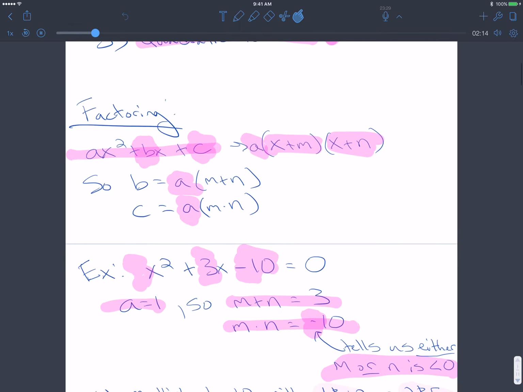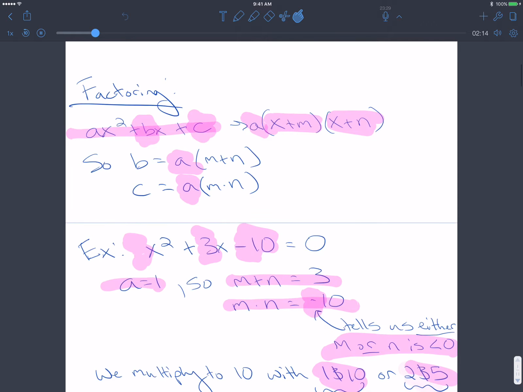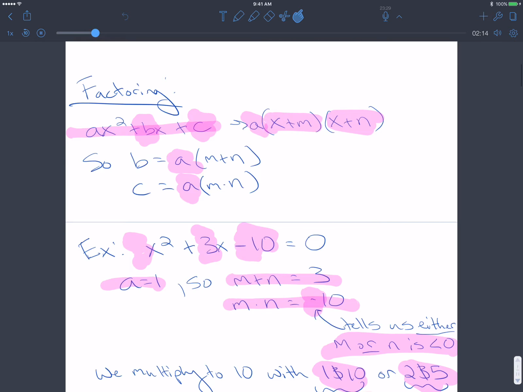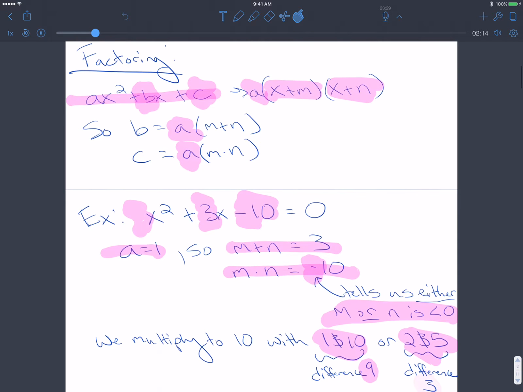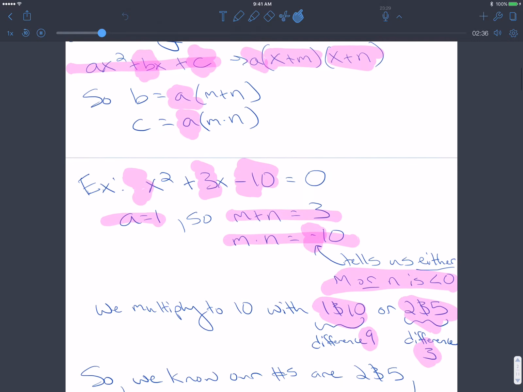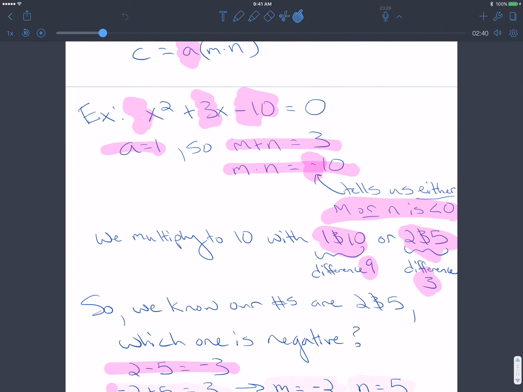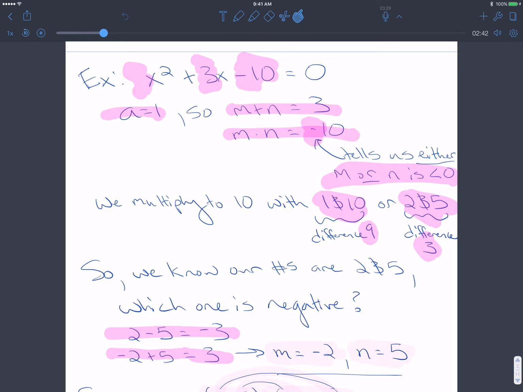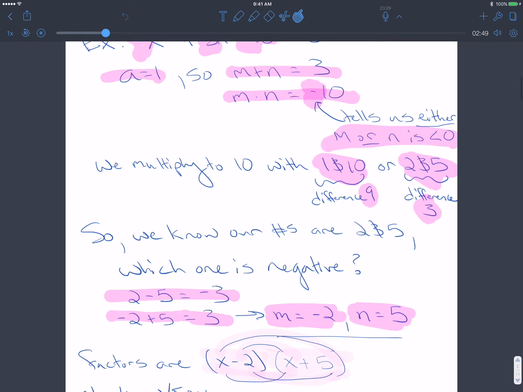Now, the only way that we can multiply to 10 is a 1 and a 10 or a 2 and a 5 with integer values. So if I take a look at the difference between 1 and 10, I get 9. Well, that's not 3. The difference between 2 and 5 is 3, so clearly 2 and 5 are my numbers. It's just a question of which one's positive and which one's negative. So if I look at 2 minus 5, I have negative 3, and if I look at negative 2 plus 5, I get 3. So the 2 is the negative, and the 5 is the positive. So I'm going to say m is negative 2 and n is 5. So the factors are x minus 2 and x plus 5.